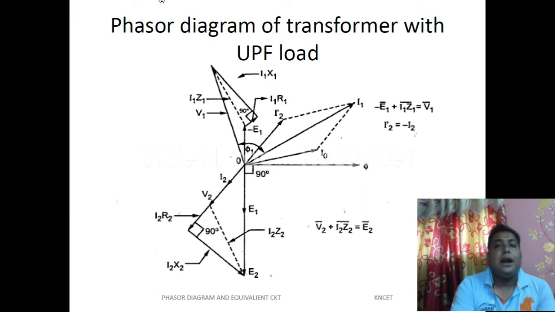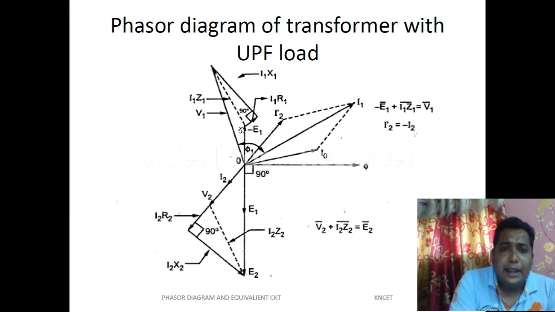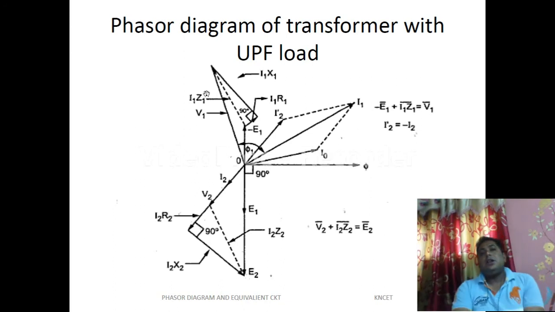that is the V1. Okay, and now see these dotted lines, as we have seen on the secondary side, this I1 R1 and I1 X1 will make an impedance component, that is the I1 Z1. So this is all about the phasor diagram of unity power factor.